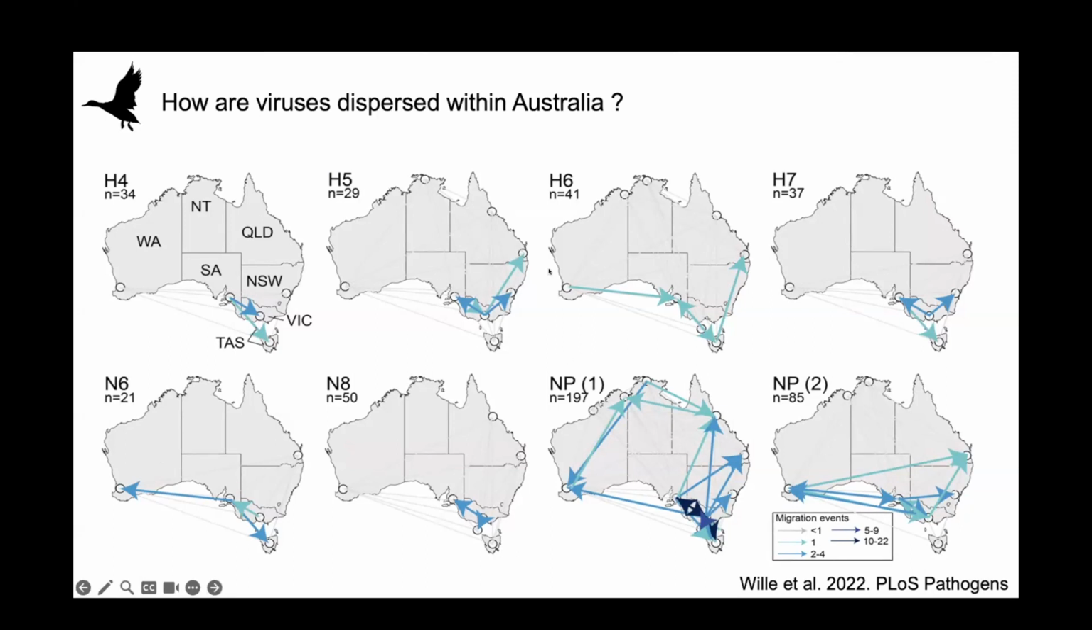Okay, these are the states with the most resources for this work, and the longest history of doing avian influenza. So these are the states for which we have the most data. So that makes sense.